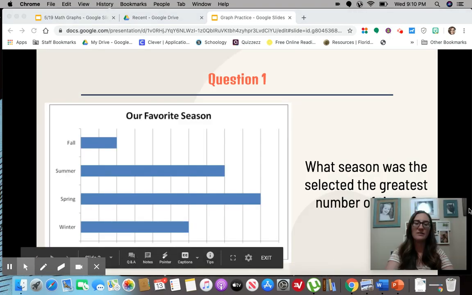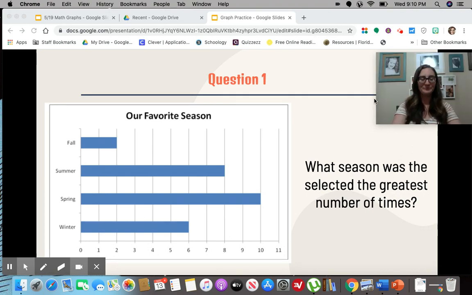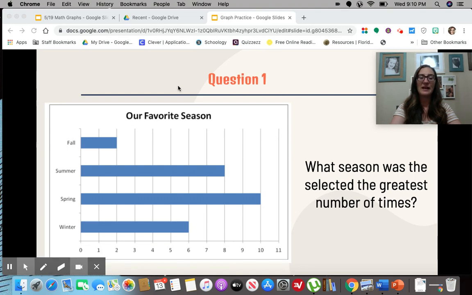All right, question one. Let me move myself up here. Here is a bar graph. When you look at it, make sure you look at the title, our favorite season, the categories, fall, summer, spring, winter, and you notice the bar graphs are horizontal. They're going this way. And then the numbers. Here's your question. What season was selected the greatest number of times?